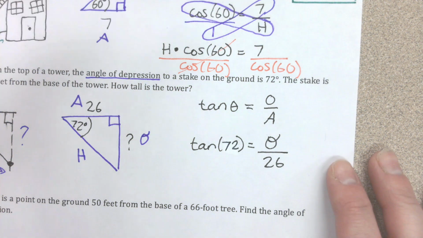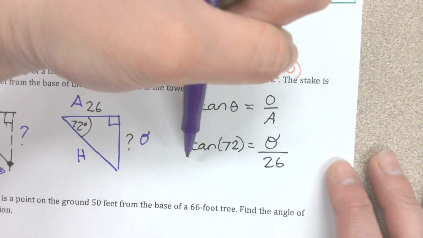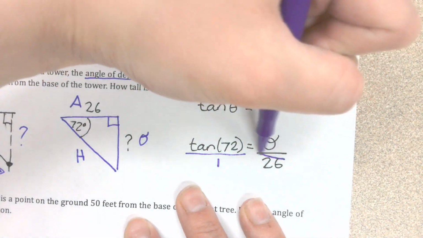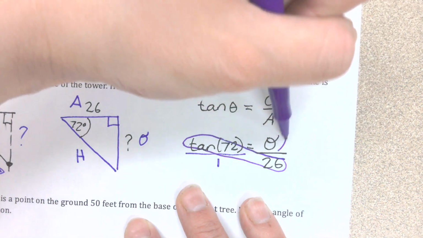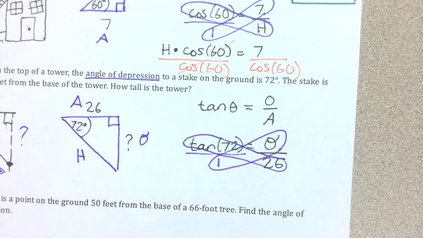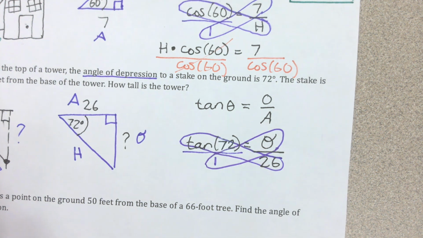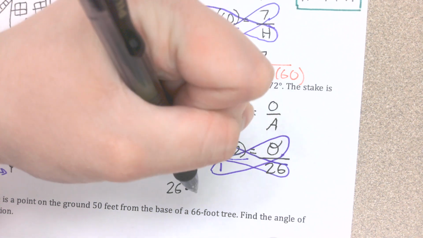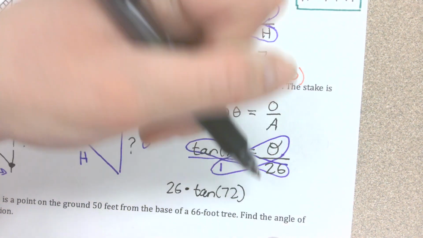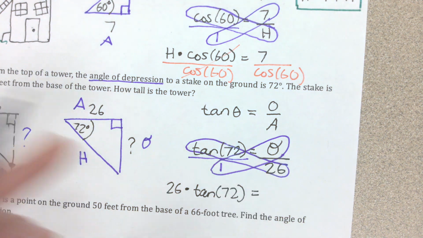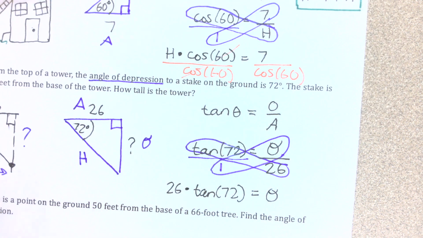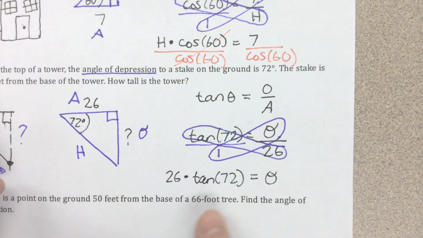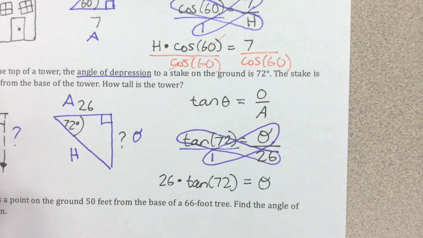And we need to solve. Again, when you have a fraction in one and not the other, we can still use cross multiplying. Just turn both of them into fractions. And we'll cross multiply here. We have 26 times tangent of 72 is equal to O times 1. That's just O. This time, O is already by itself, so we just need to enter this into our calculator and round to get our answer.